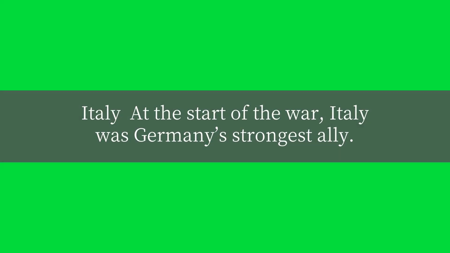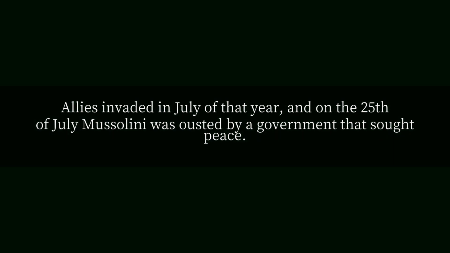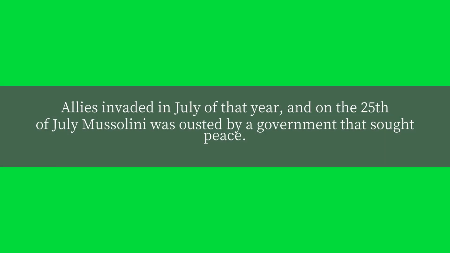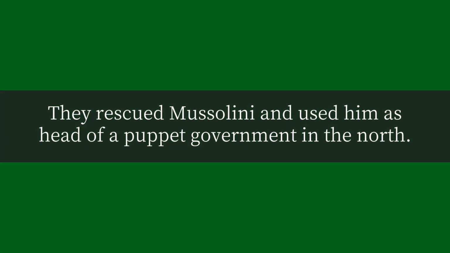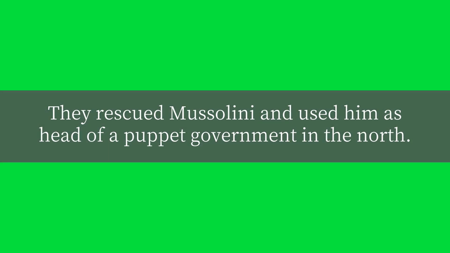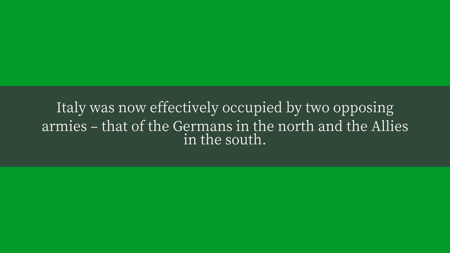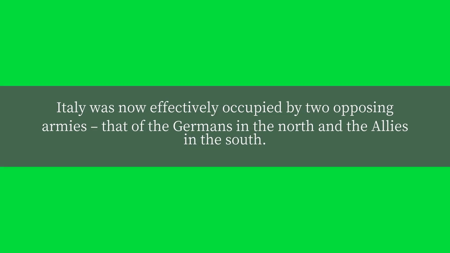11. Italy. At the start of the war, Italy was Germany's strongest ally. But this did not last. The Allies invaded in July of that year, and on the 25th of July Mussolini was ousted by a government that sought peace. The Germans could not let Italy surrender. They rescued Mussolini and used him as head of a puppet government in the north. Italy was now effectively occupied by two opposing armies, that of the Germans in the north and the Allies in the south.